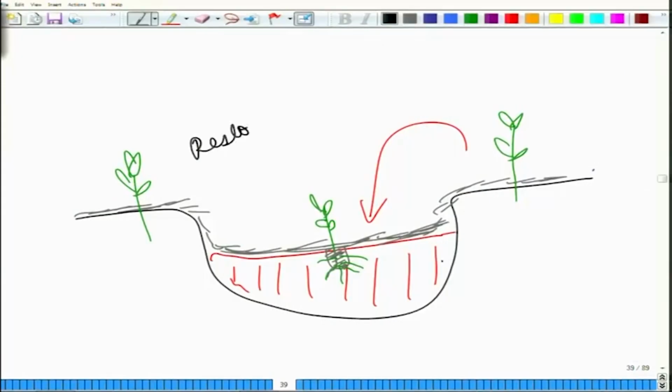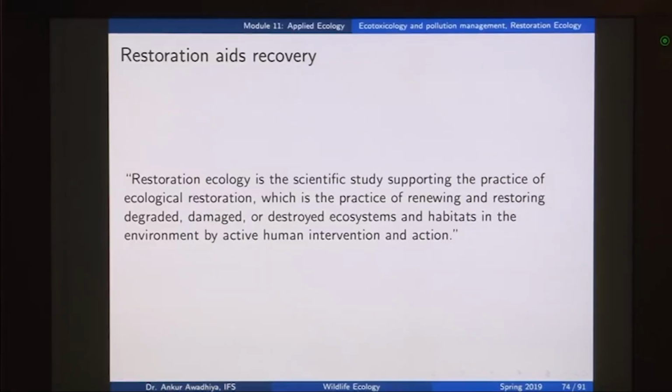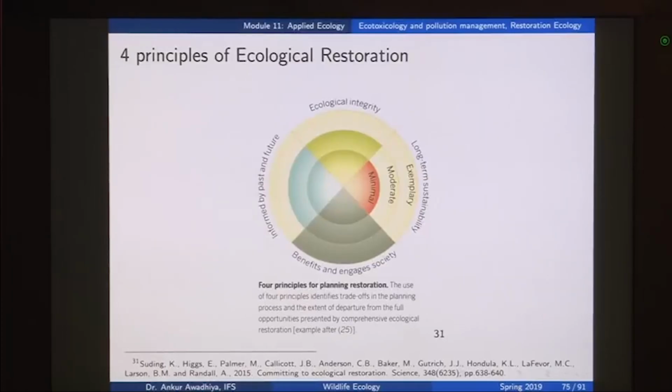So, that is something that we call restoration. So, we are restoring this area so that the systems can get back to normal. Now, in this case, the restoration will move according to certain principles. So, we have these 4 principles of ecological restoration.